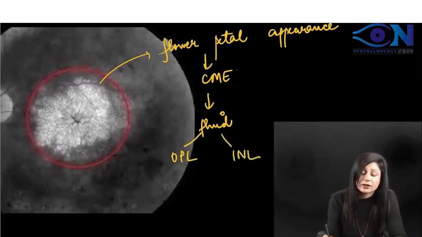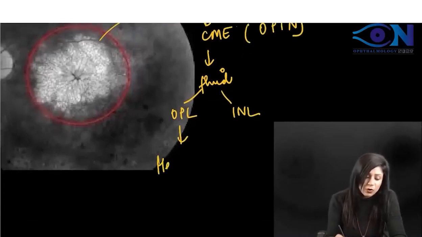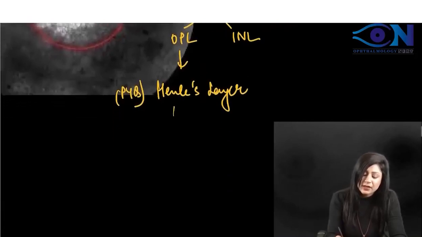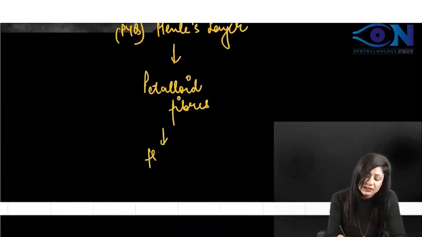Always think about again open, okay? And this outer plexiform layer is also called the Henle's layer, another PYQ. It is also called the Henle's layer, and this contains the petaloid fibers, and that is why we get the flower petal appearance.